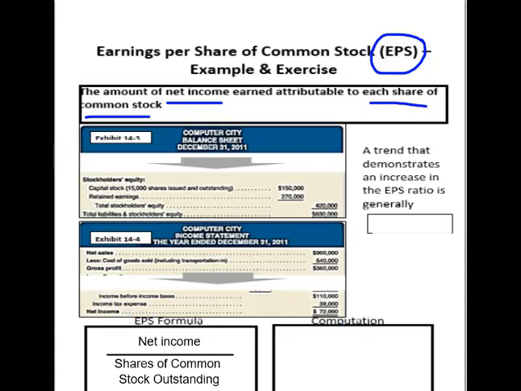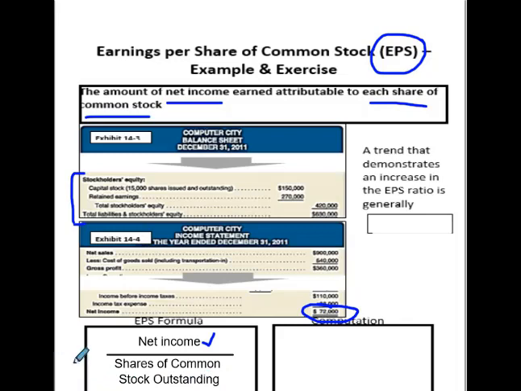Over on the left-hand side, you can see a partial balance sheet of Computer City, and I've only included the stockholders' equity section here because that's all I'm going to need for Computer City to do a computation. I've also included a partial income statement, and you can see I have certain components of it. Now the formula for the metric is my net income, again my bottom line income, the $72,000, divided by the shares of common stock outstanding.